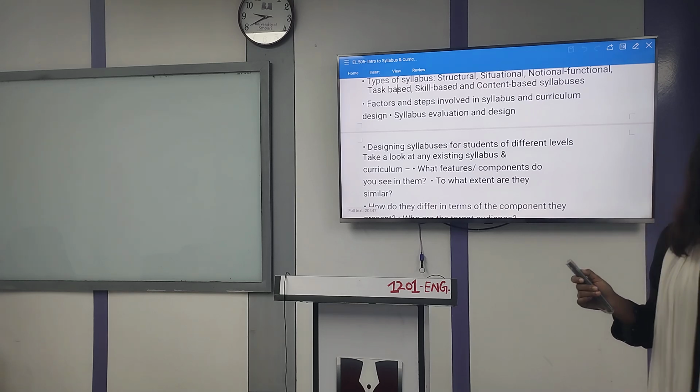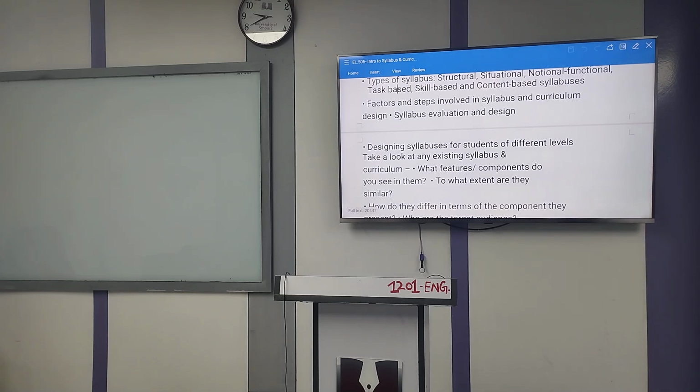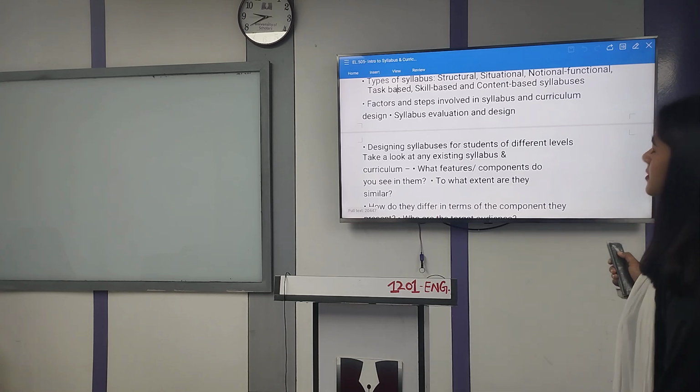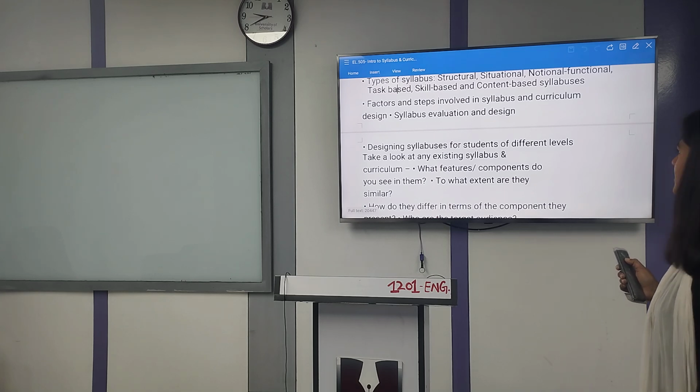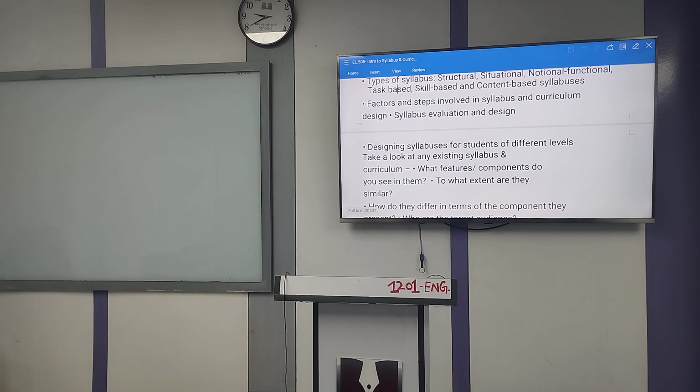Because I think in our honors and masters level we read this content-based syllabus. We are writing the main content. I don't know about you, but we have studied content-based syllabus, like we're focusing on the contents. What are the key contents that we are going to study? I think we do the same. You do the same. Okay, so then we will be learning factors and steps involved in syllabus and curriculum design.